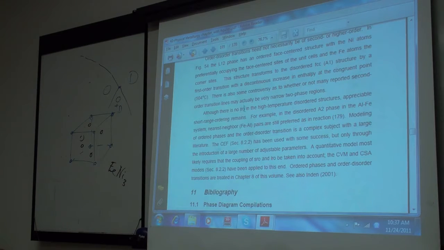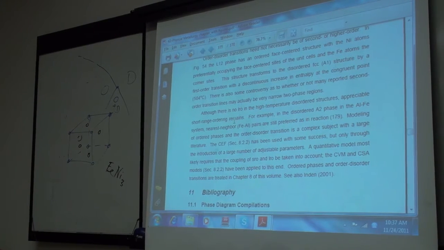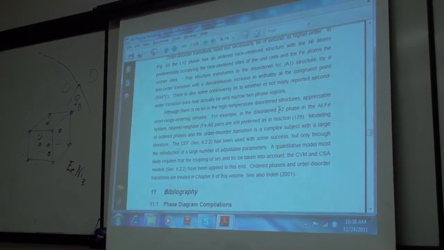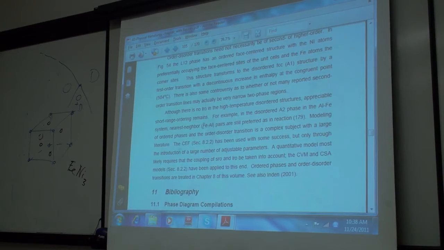Although there is no long-range order in the high-temperature disordered structures, appreciable short-range ordering still remains. For example, in the disordered A2 phase in the aluminum-iron system, nearest-neighbor iron-aluminum pairs are still preferred, even in the disordered region, but this is a short-range order, not a long-range order. And this, in principle, persists all the way to infinite temperature.